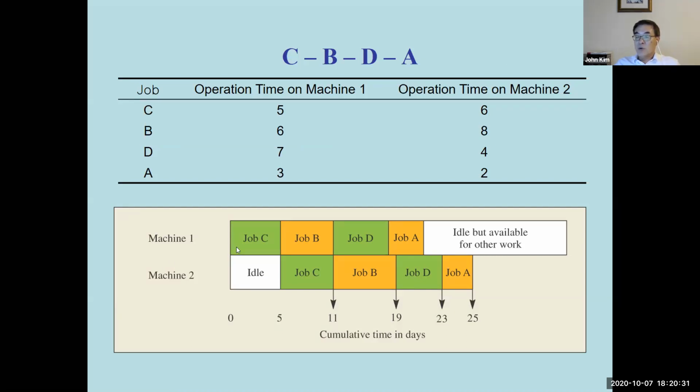Job C goes in machine 1, and then finish, then move to machine 2, then take job B, and then move to machine 2, then take job D, move to machine 2, and then take job A, and then move to machine 2. So total flow time is 25. And this total flow time, when schedule CBDA, that is the shortest total flow time. This is Johnson's rule.